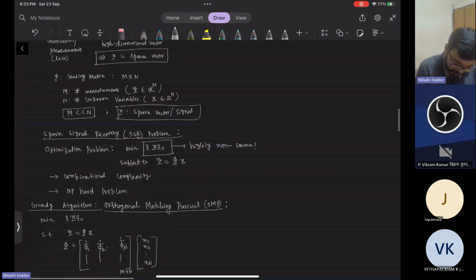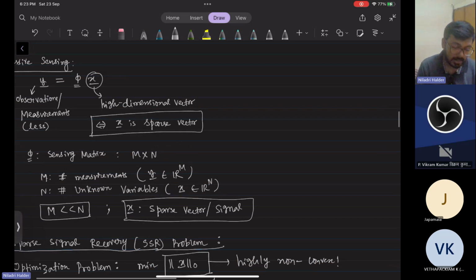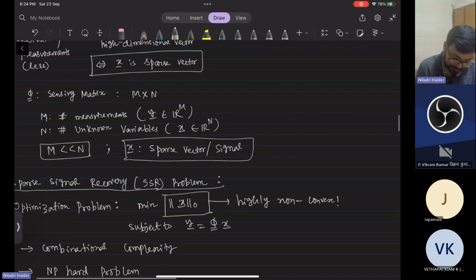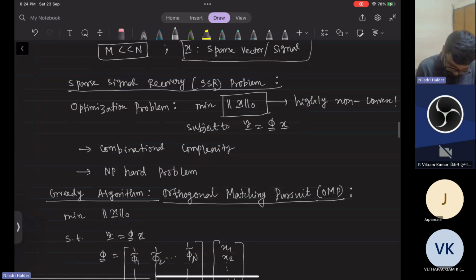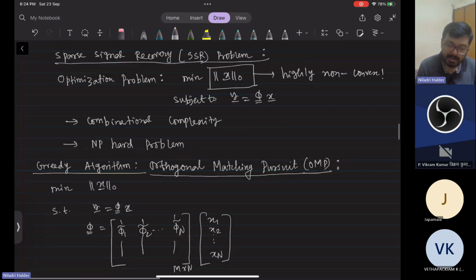Then the compressed sensing case. We need to recover the sparse signal from the measurement model y equal to phi x, where the number of measurements is very less and the signal x is a sparse signal. That means there will be very few non-zero elements in x. So the problem is minimizing the L0 norm, but that is a computationally intensive problem.